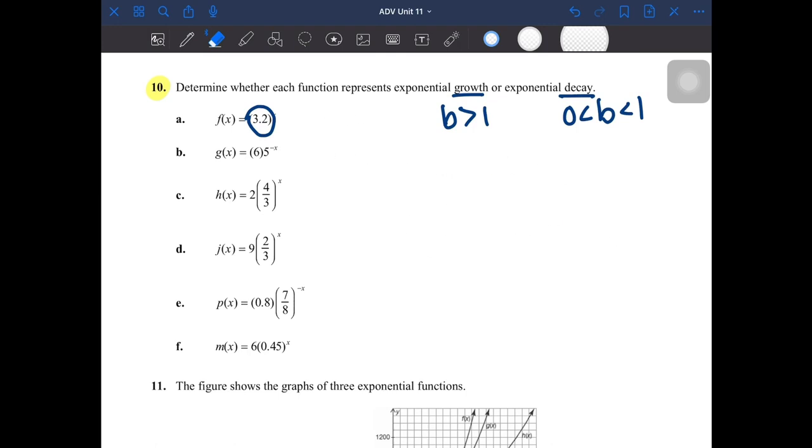So I'm going to come over here and I see my base. Ooh, my base. And the base is what the exponent is raised to. This is greater than 1. This is going to be growth.